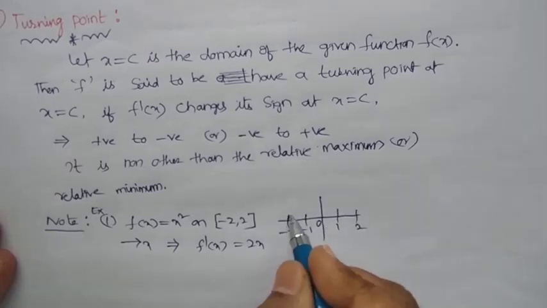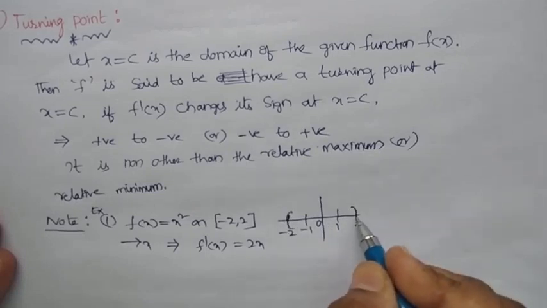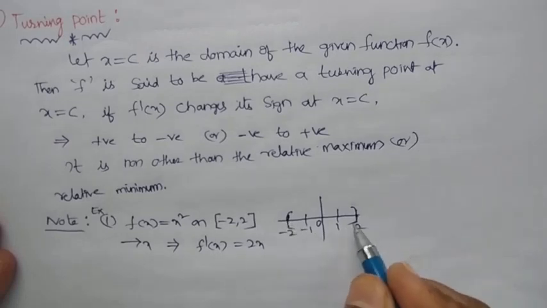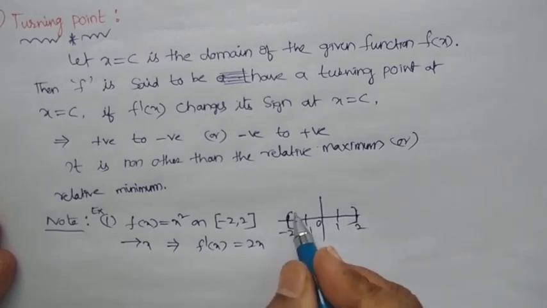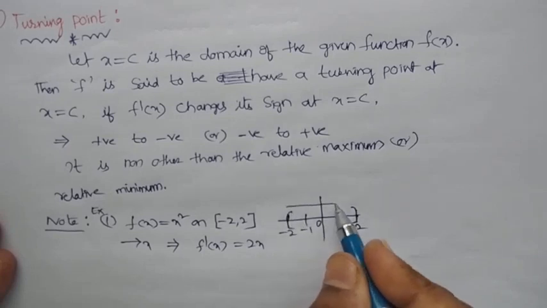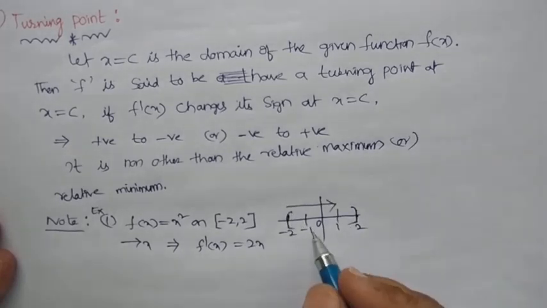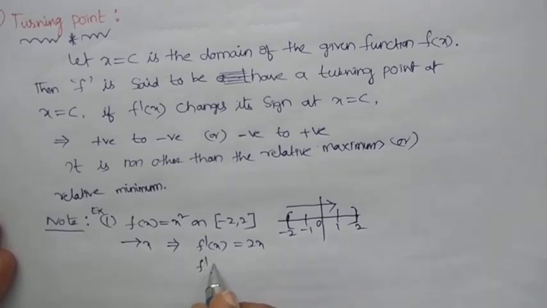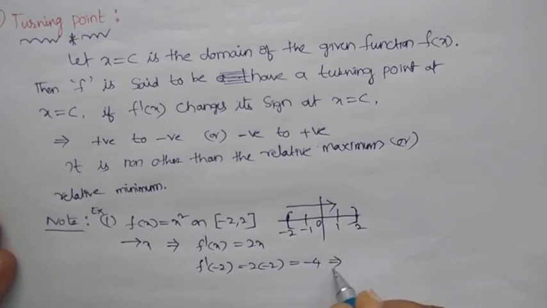In this interval the function is defined. Okay, from -2 to 2 we have to move from left to right values. We have to substitute the points like this. If we substitute the -2 value, f dash of -2, what are you getting? 2 into -2 means -4 you are getting. That implies which value? Negative.